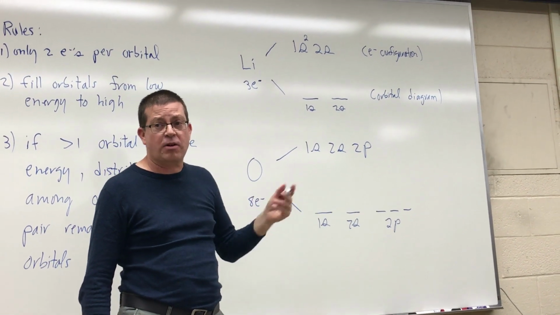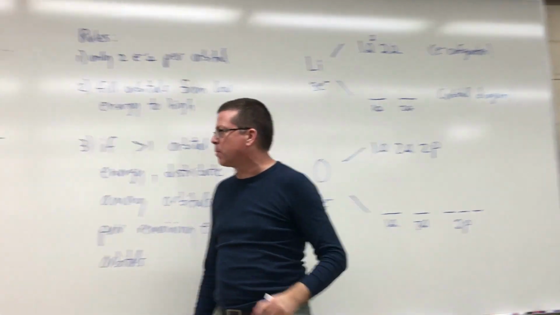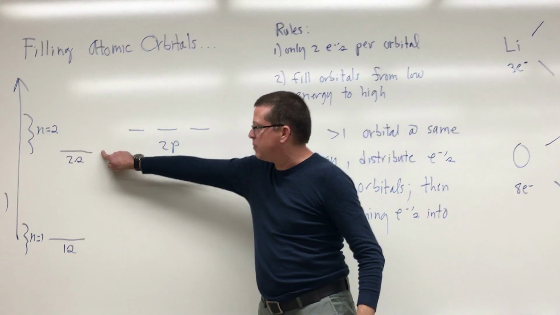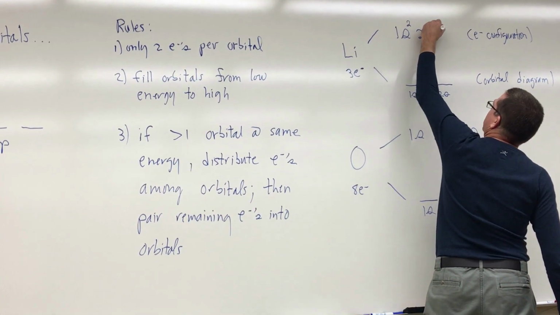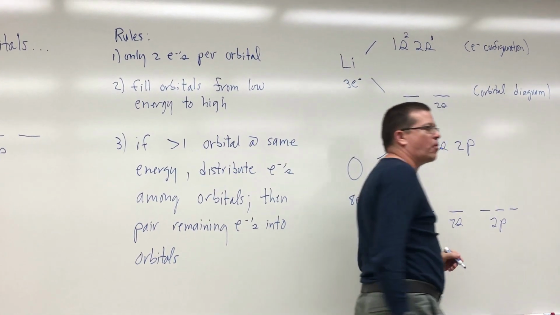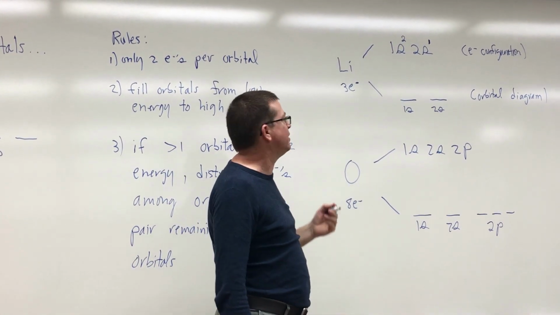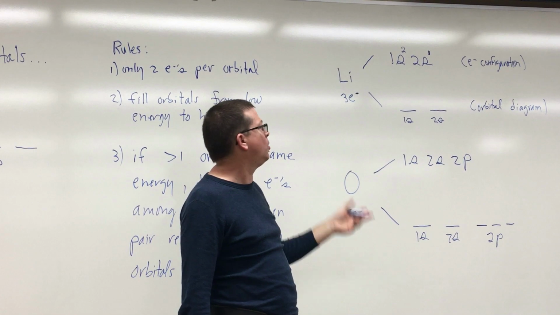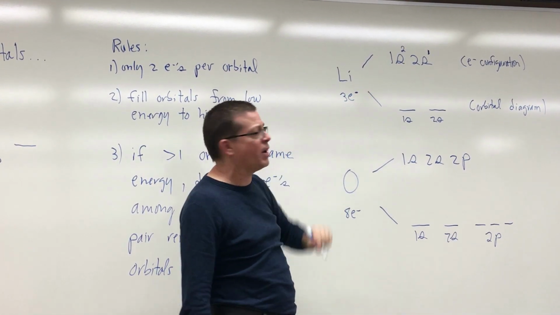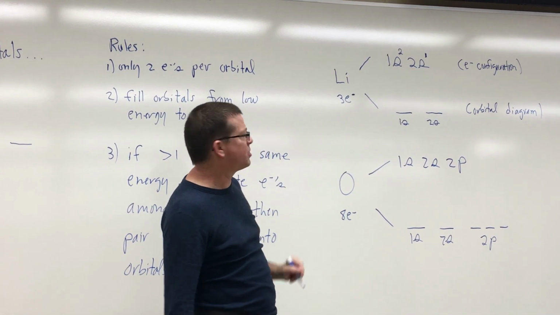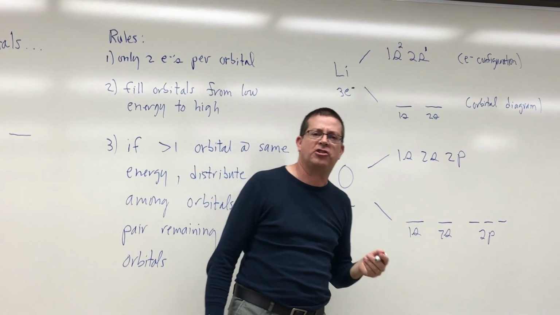That next electron is going to go to the next highest orbital, which according to our diagram is the 2s. So I'm going to put a 2s 1 there. Okay, so I've accounted for all 3 of the electrons in lithium: 2 in the 1s orbital, and 1 in the 2s orbital. So I think we're good there. So that's a typical electron configuration.